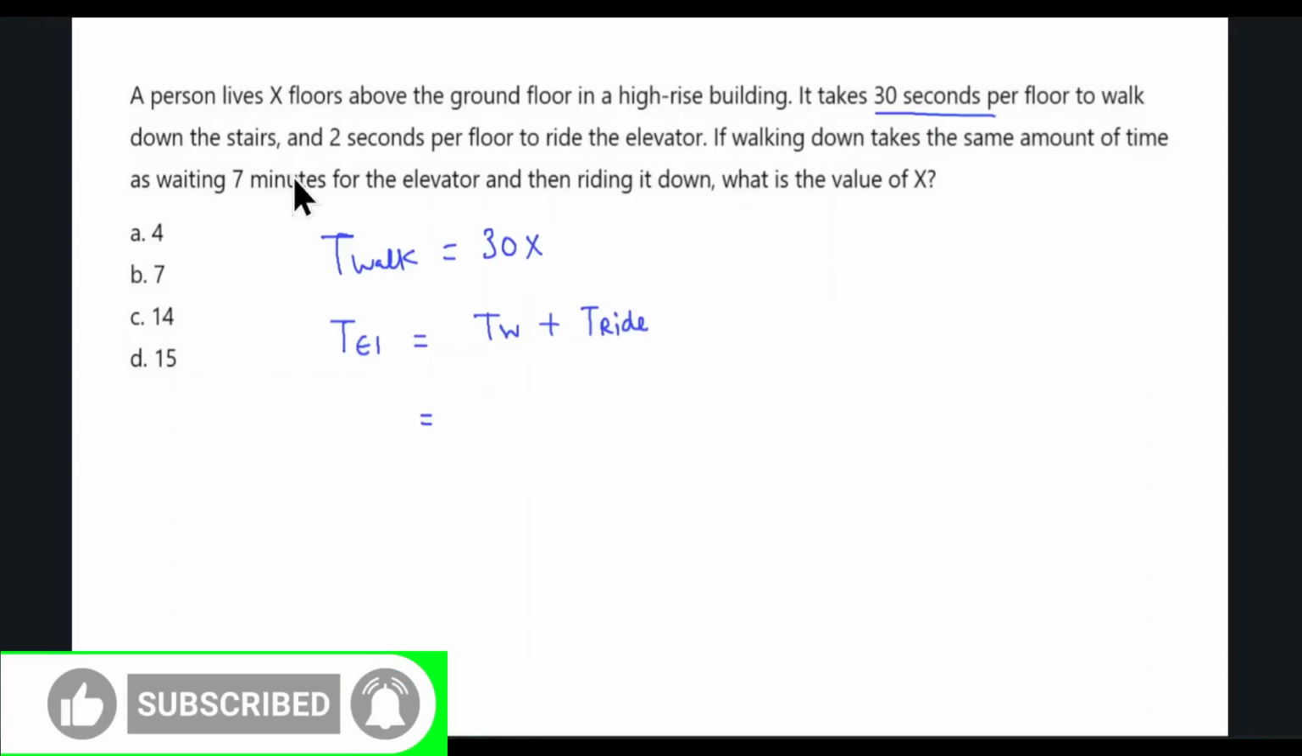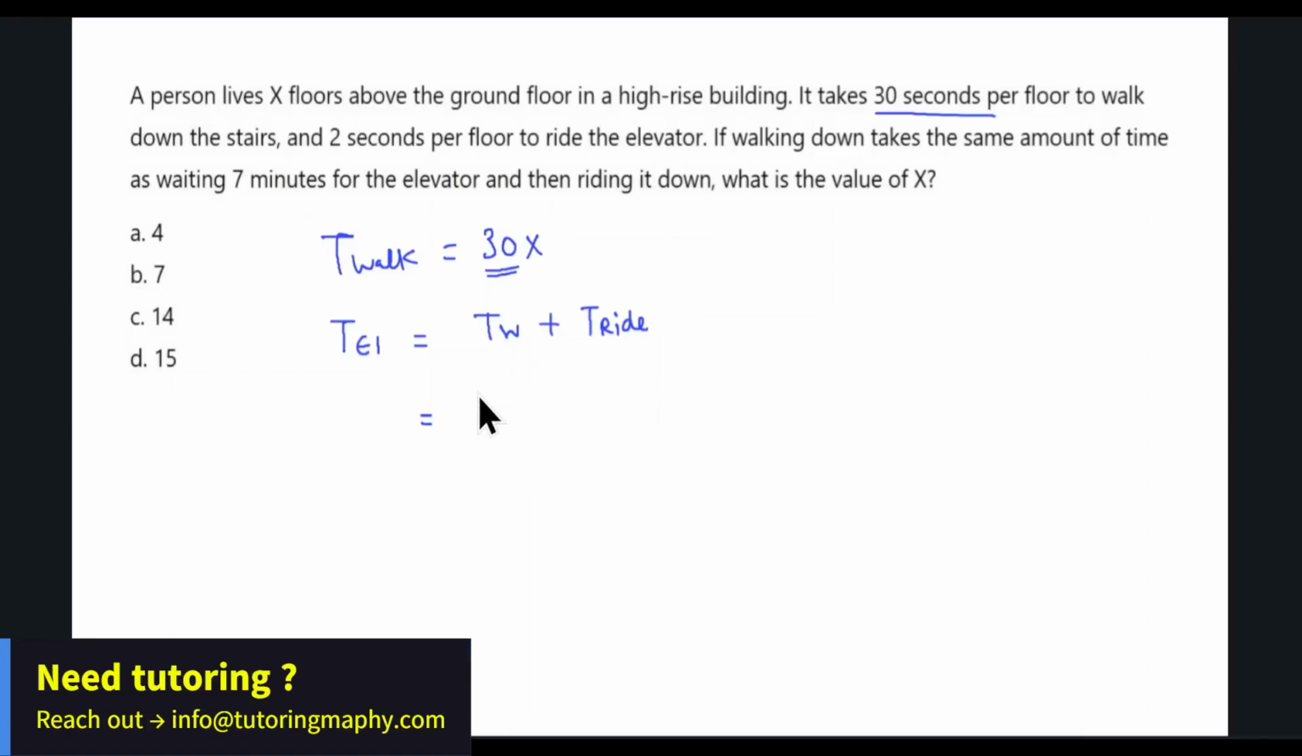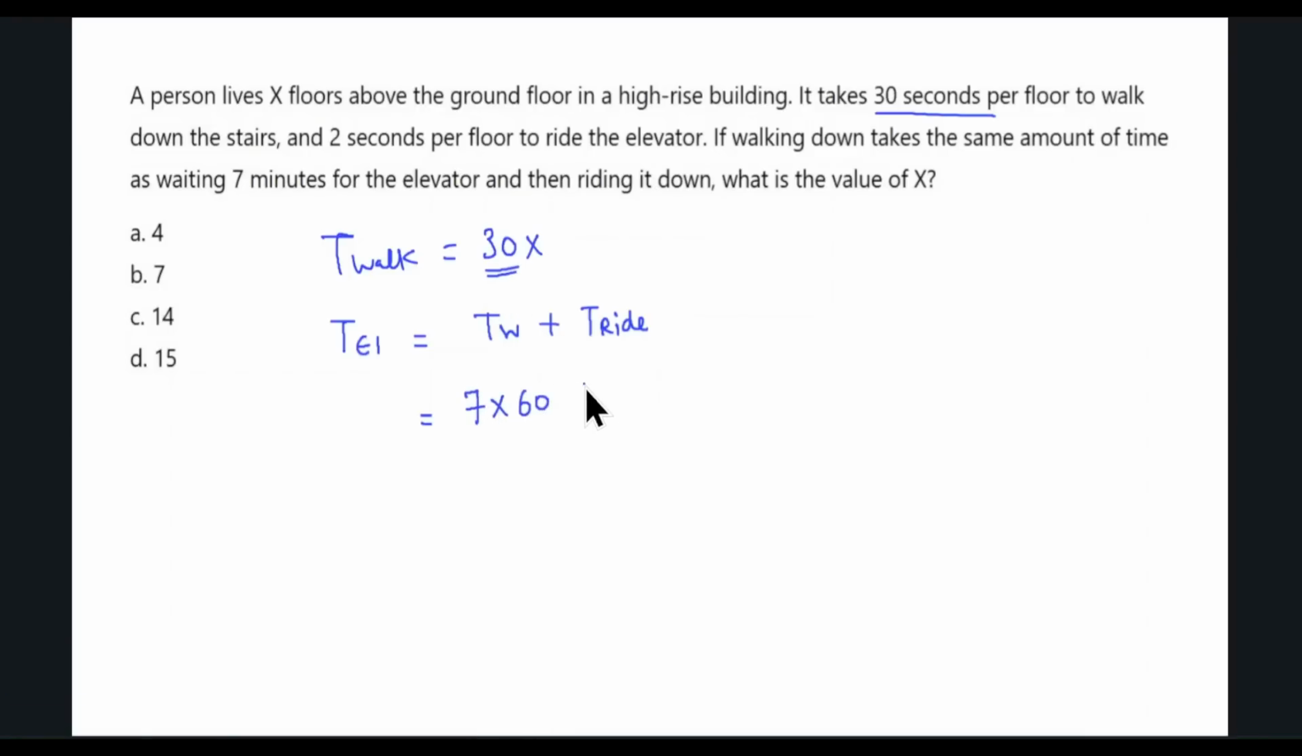Wait time is 7 minutes, but don't be mistaken here. This should not be taken as 7 minutes, because we have considered this as seconds. So you have to convert minutes into seconds by multiplying with 60. And ride time is 2 seconds per floor. So for x floors, that's going to be 2x. So 7 times 6 is 42, 420 plus 2x.